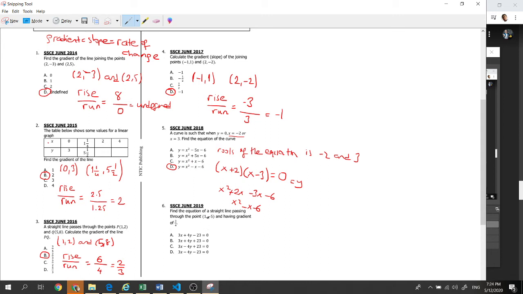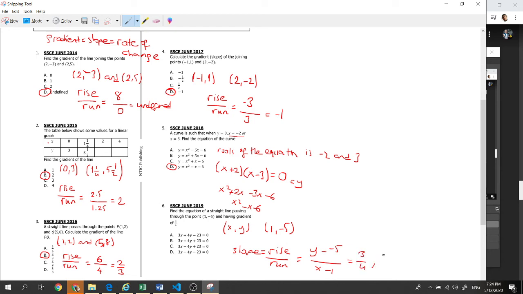Now, next question. Find the equation of a straight line passing through the point (1, -5) and having a gradient of 3 over 4. As you remember, you need to have 2 points, x and y. Let it be the first point because you have only 1 point; the second one will be (1, -5). Again, don't forget, slope is rise over run. Our rise is y minus (-5), our run is x minus 1. This is our slope. What's our slope in this question? 3 over 4.